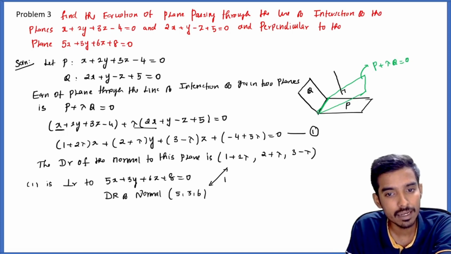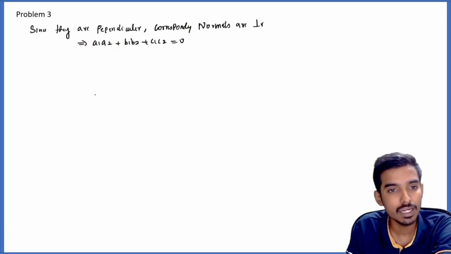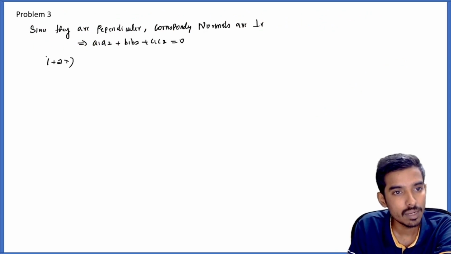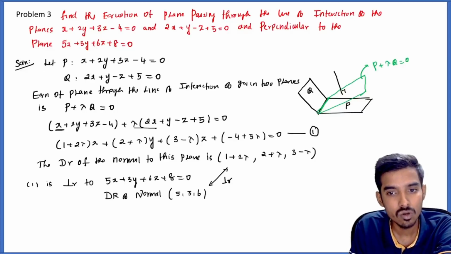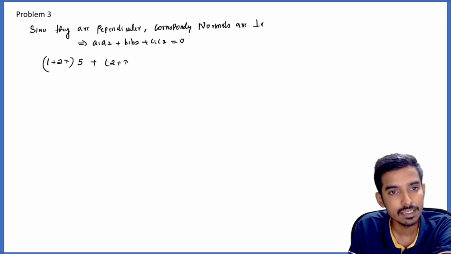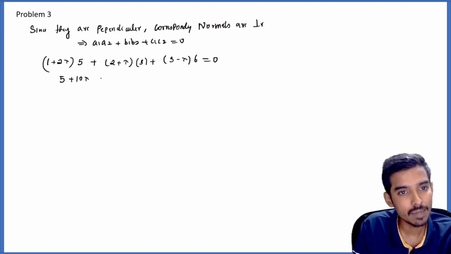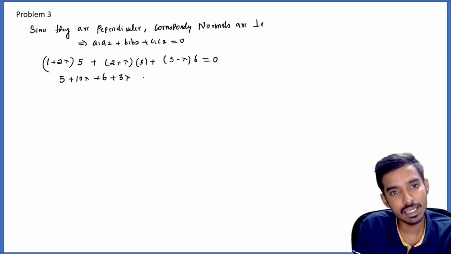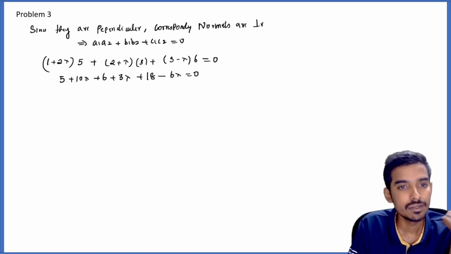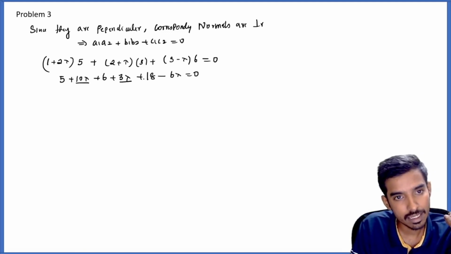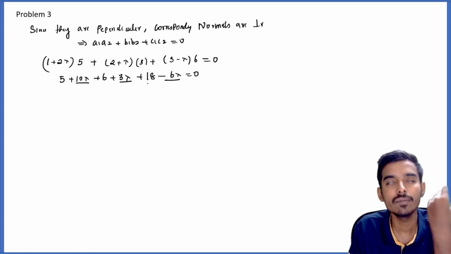These two are perpendicular. That means (1 plus 2 lambda) into 5, that is A1A2, plus B1B2, so (2 plus lambda) into 3, plus C1C2, (3 minus lambda) into 6, is equal to 0. Simplify this and you will get the value of lambda. So it will be 5 plus 10 lambda plus 6 plus 3 lambda plus 18 minus 6 lambda is equal to 0.